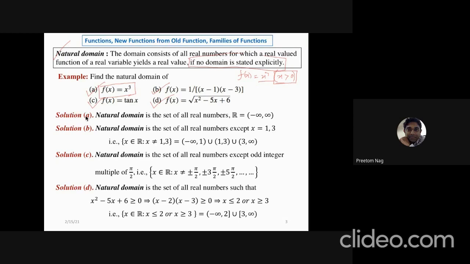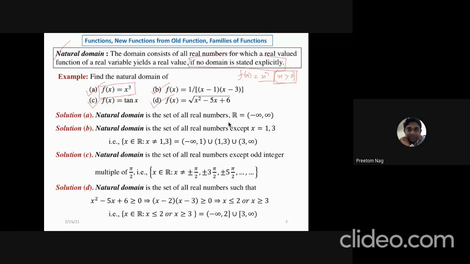Okay, let us explain these four functions again, and then you can check by yourself. Okay, f of x equal to x cube. What is the domain, natural domain for f of x? So it is minus infinity to plus infinity. Okay, so minus infinity to plus infinity, right?